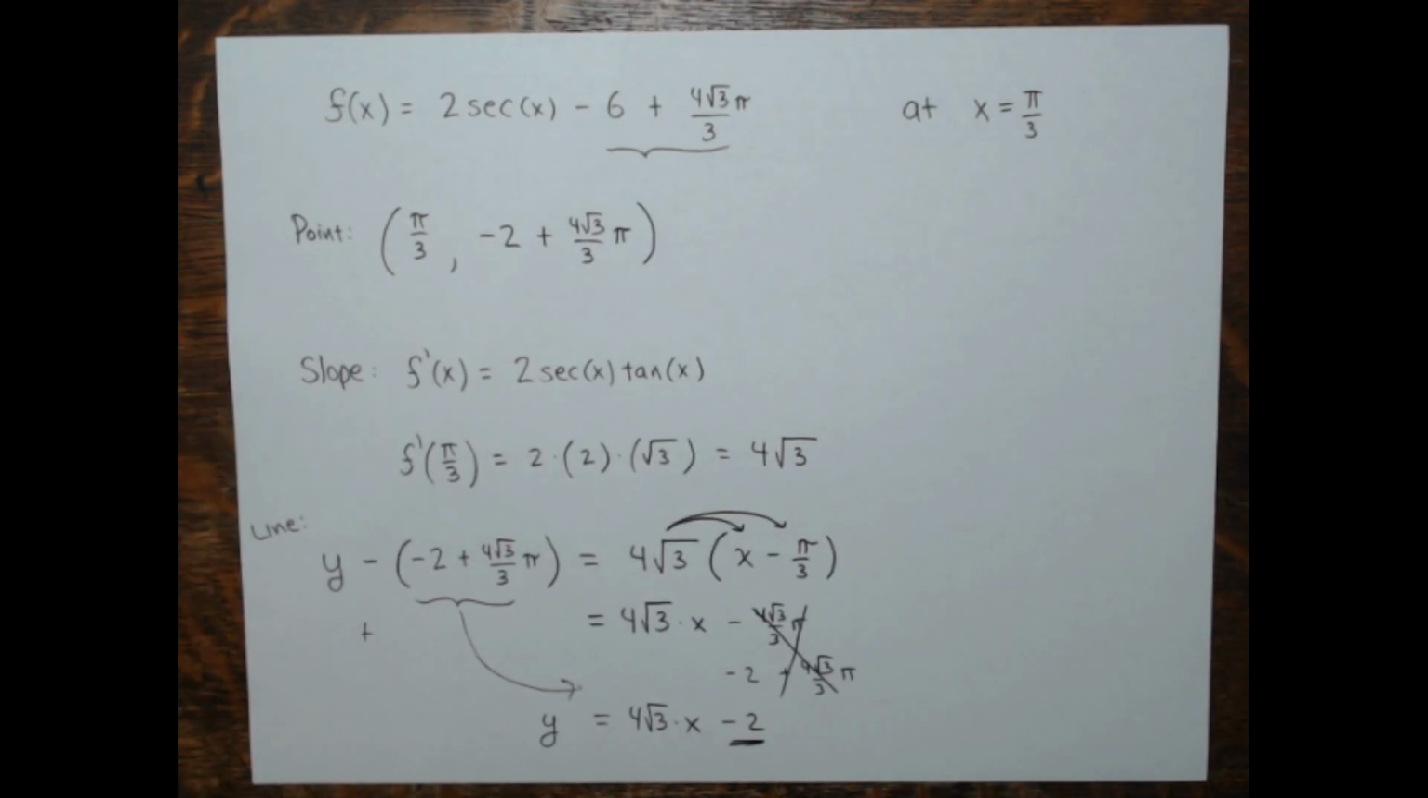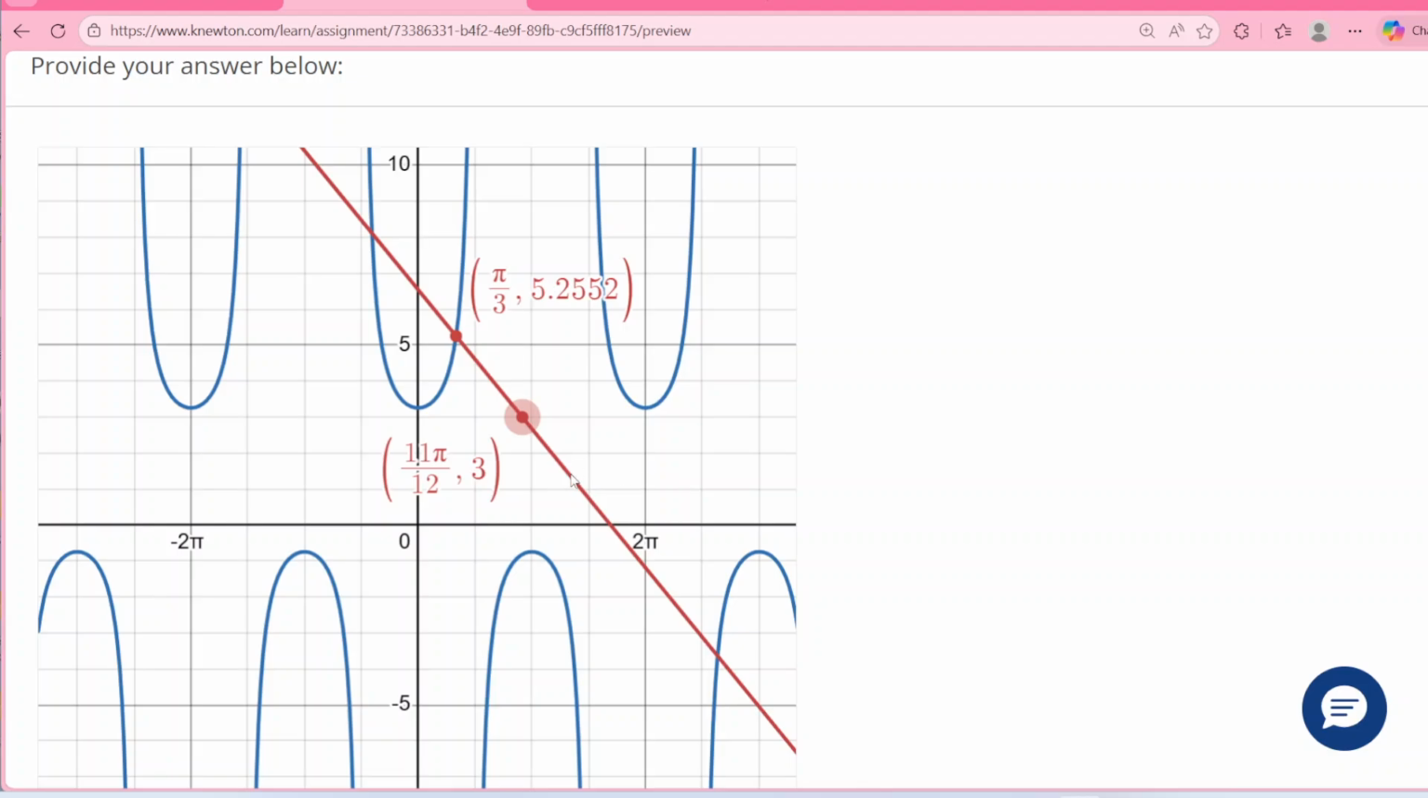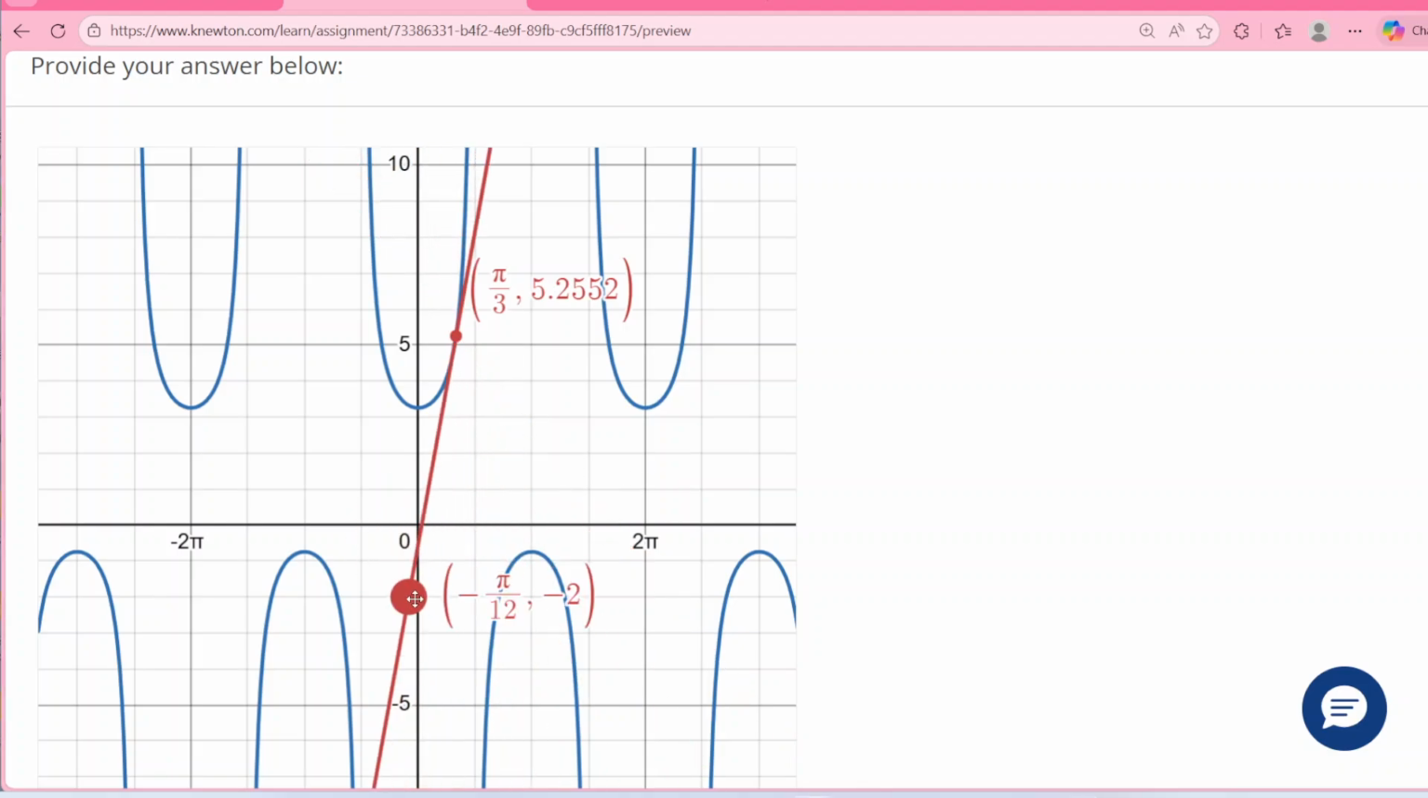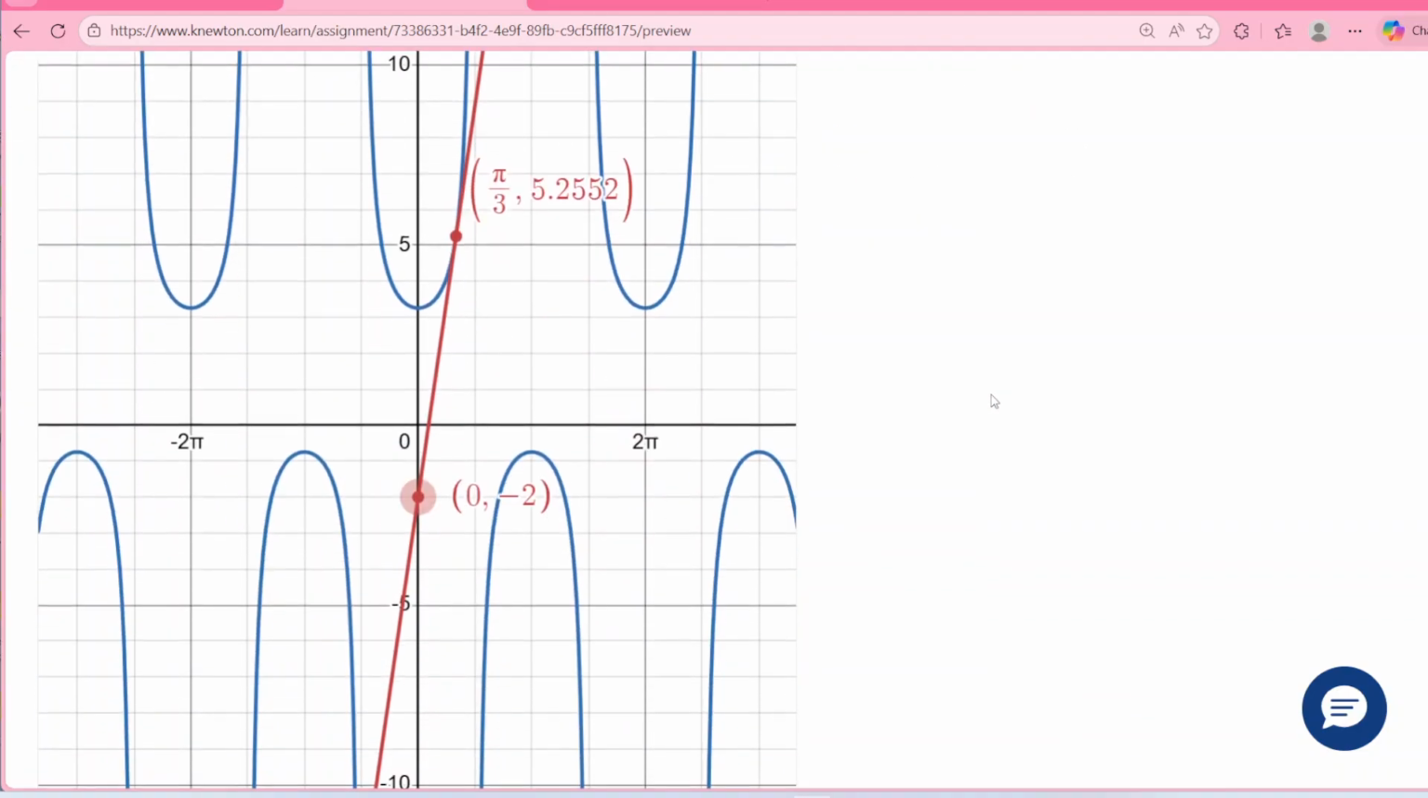There's your y-intercept. 0, negative 2 is where I'm moving this point. And when I do that, so 0, negative 2 is down here. You see when I move that point to 0, negative 2, definitely a line that is tangent to the curve at this point where x equals pi over 3, goes in the direction the curve is going in there very nicely.